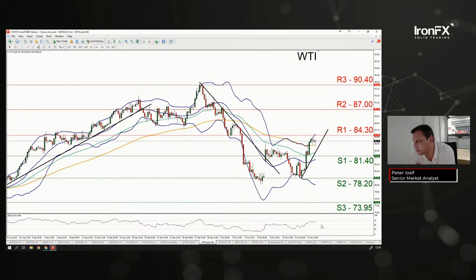Should the bears take over, I would expect nothing less than the commodity's price to breach the upward trend line, but also breach the S1 81.40 and start aiming for the 78.20. That's the level at which the rally began. So practically we have one test, and the second is the S2. It's a barrier for the time being.